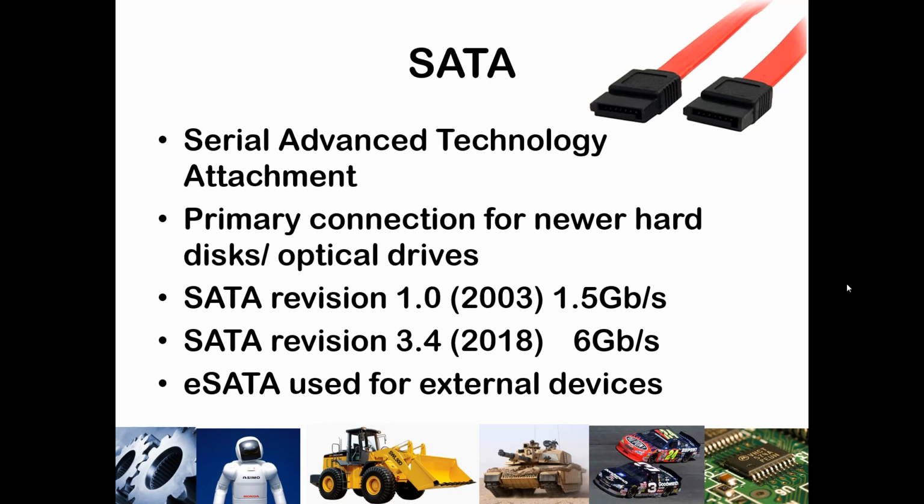Serial ATA, or SATA, is used inside of most modern-day computers for their hard drive systems. And these create a single bus of data and allow data to be transmitted from the hard drive to memory and other locations on your computer. So SATA emerged in 2003, version 1.0, and it had a data transfer rate of 1.5 gigabits per second. And the latest standard available is version 3.4, which came out in 2018. That allows for 6 gigabits per second.